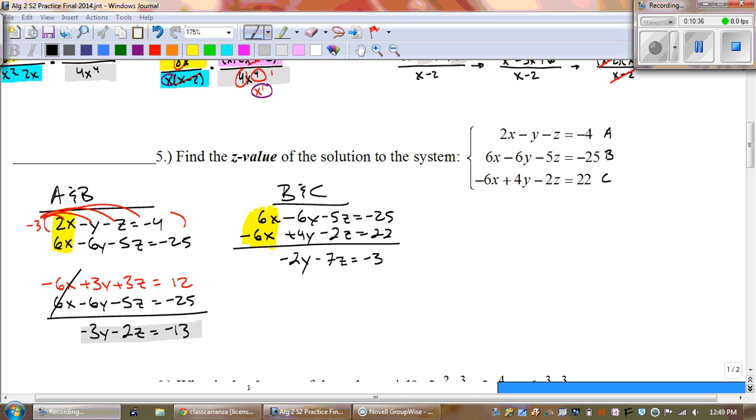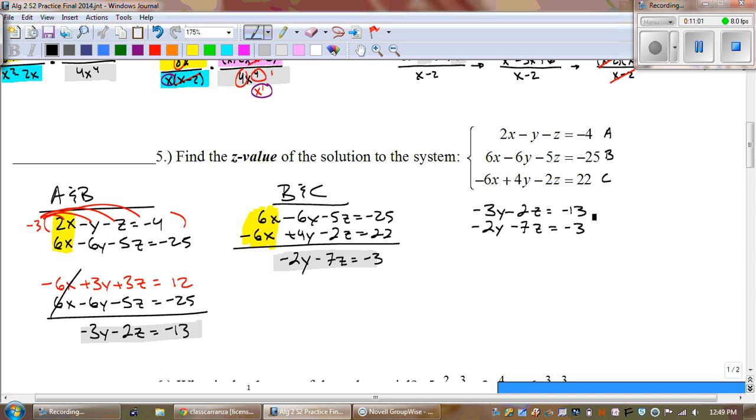Okay, so you should get negative 2y minus 7z equals negative 3. So what I'm going to do with these two guys is we're going to combine them. So negative 3y minus 2z equals negative 13, and negative 2y minus 7z equals negative 3. So now we want to cancel out the y's.